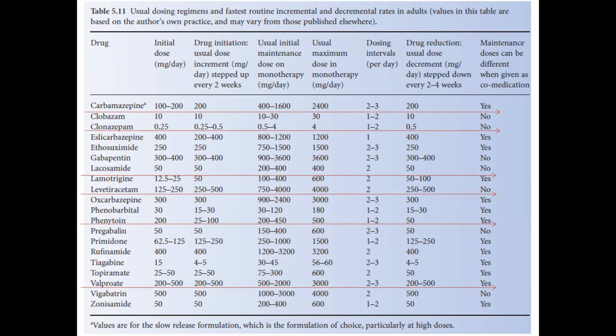Similarly for clobazam, you start with 10 and go up to 30 mg. Lacosamide you start with 50 mg and go up to 400 mg. Levetiracetam you start with 250 to 500 mg, then you can go up to 4 grams. Phenytoin you start with 200 mg and can go up to 450 mg. Valproate you start with 500 mg and escalate up to 3000 mg. Okay, the tapering should be over a period of 2 to 4 weeks, approximately 25% of your maintenance dose. Any doubt in escalation or de-escalation of anti-epileptic drugs?